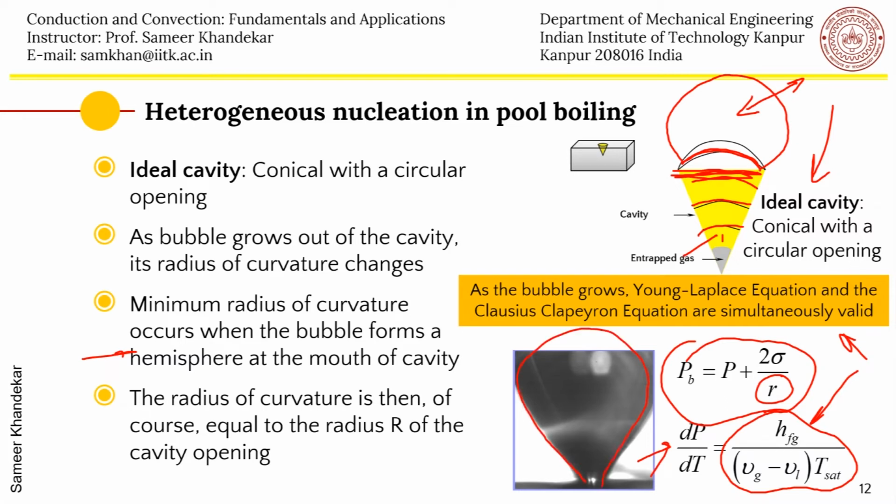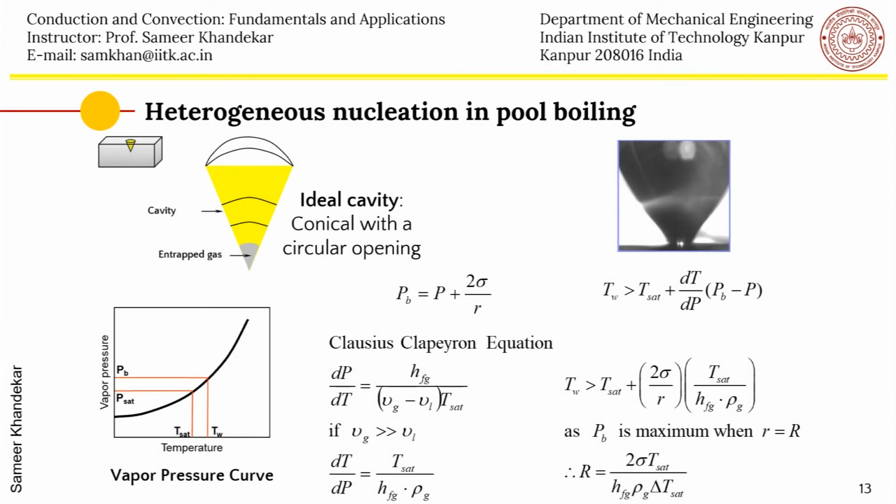So you see, you have P_B minus P is equal to 2 sigma by R, the Young Laplace equation, and as the bubble grows, its radius changes, and you can get the excess pressure. So P_B is here, the saturation pressure is here, and if you want to put heat inside this cavity, you must have a wall temperature which is larger than the saturation temperature by a value given by the application of the Young Laplace equation and the Clausius-Clapeyron equation.